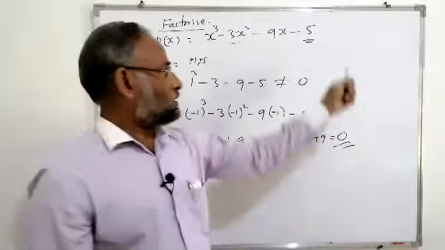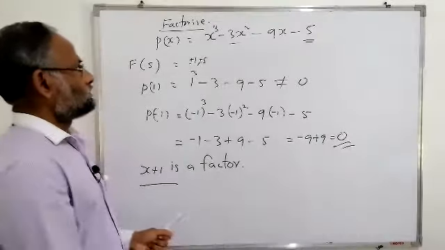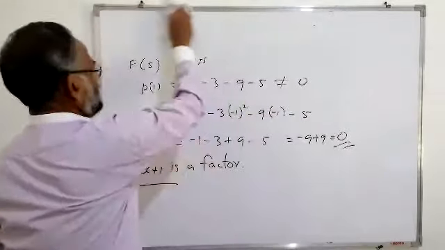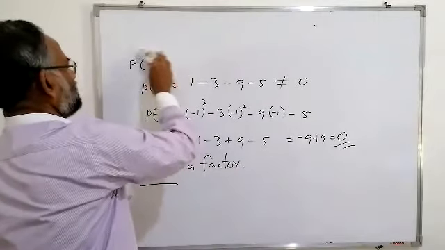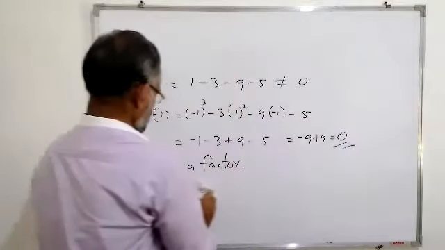All of you write this one. If you complete it, tell me. x plus 1 is a factor. p(x) is equal to x cubed minus 3x squared minus 9x minus 5. Then factor f(5), we are doing because of the constant.